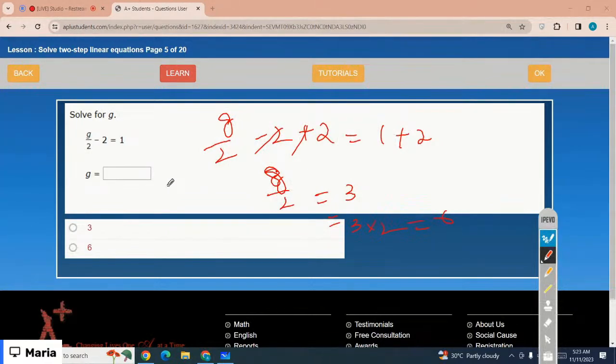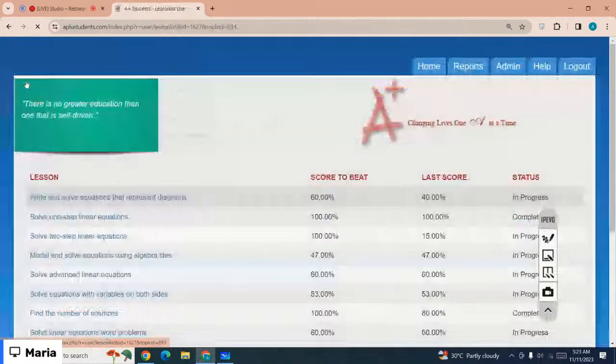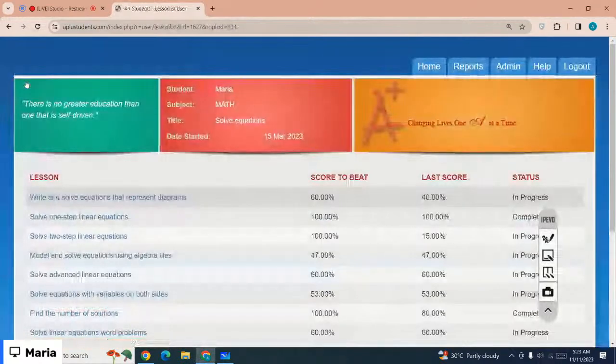Okay, you can complete the lesson by yourself later today. Let's just move on to the next lesson. The next one is model and solve equations using algebra tiles. So let's just start with that.